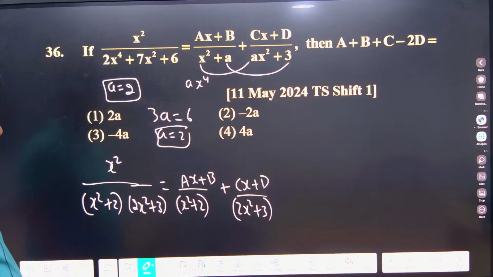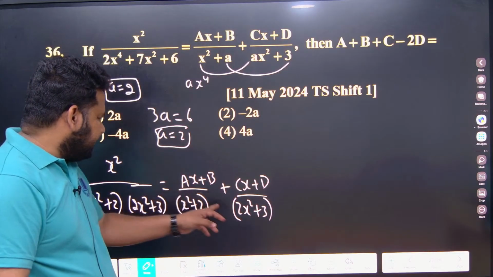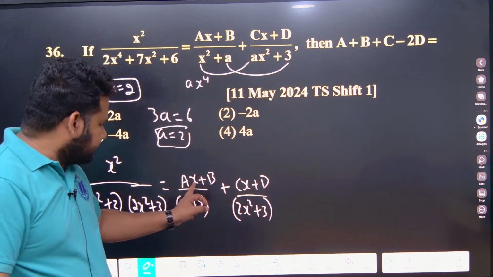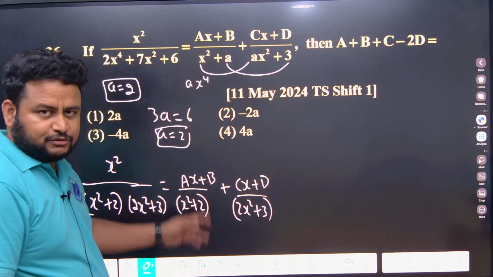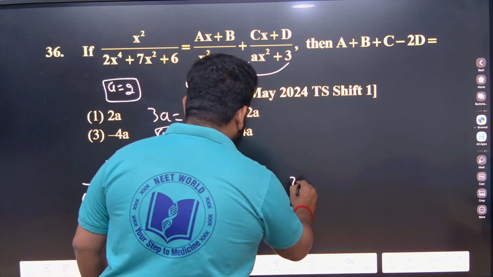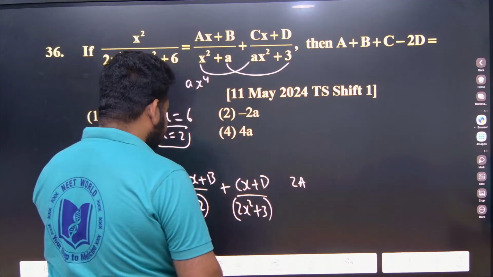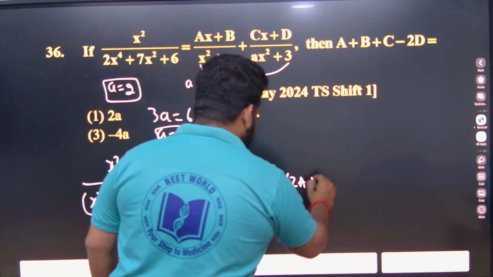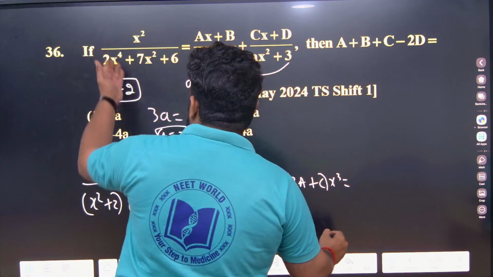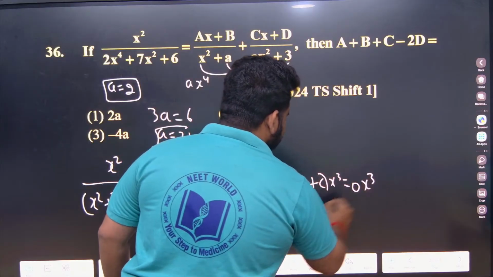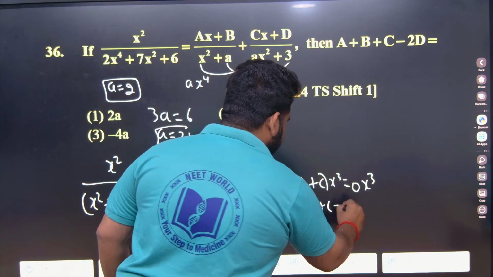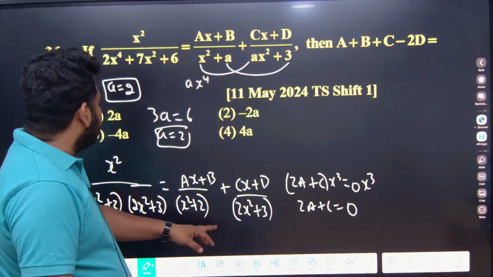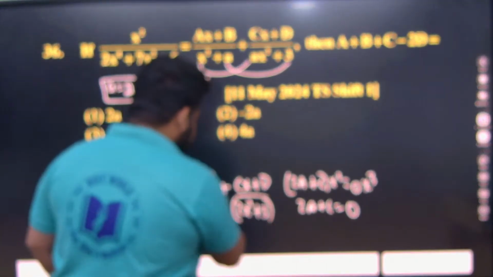So see here, if you observe this, ax into 2x square, that is what I am talking about, x into x square, that is x cube. So coefficient of x cube we will take it. So this will become 2a plus, cx into x square, that is nothing but 2a plus c. 2a plus c into x cube is equal to what? The x cube term is not there, that means 0x cube. So 2a plus c is equal to 0.